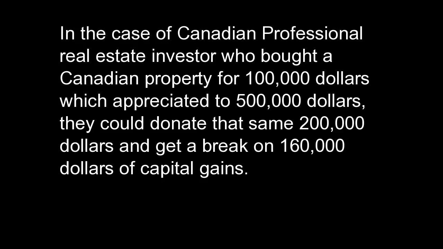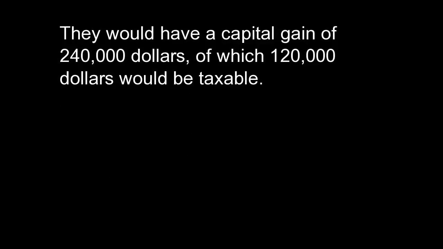In the case of a Canadian professional real estate investor who bought a Canadian property for $100,000 which appreciated to $500,000, they could donate that same $200,000 and get a break on $160,000 of capital gains. They would have a capital gain of $240,000, of which $120,000 would be taxable.